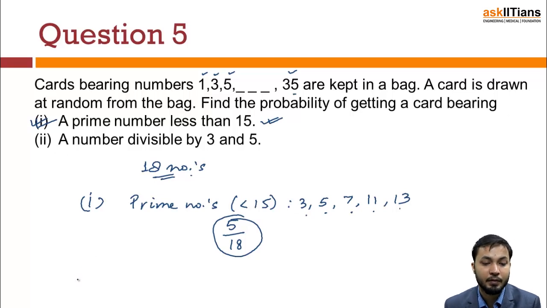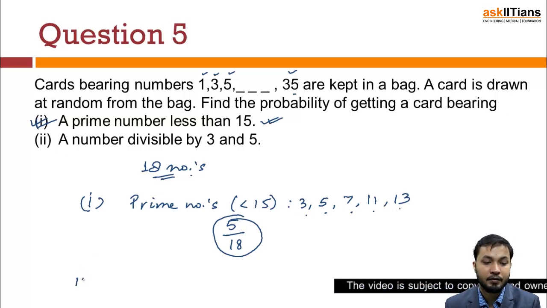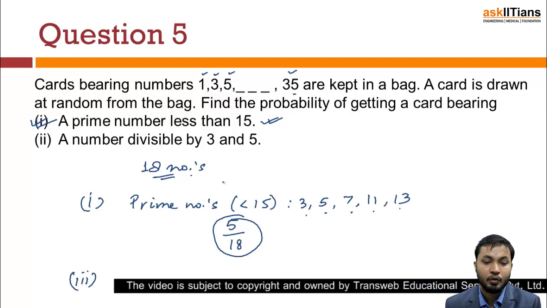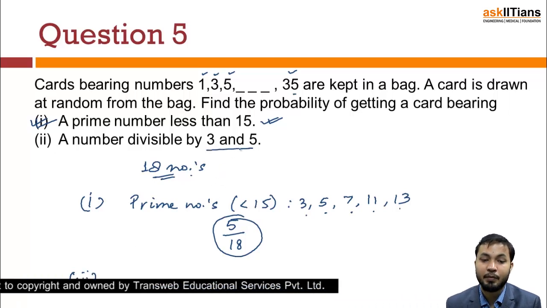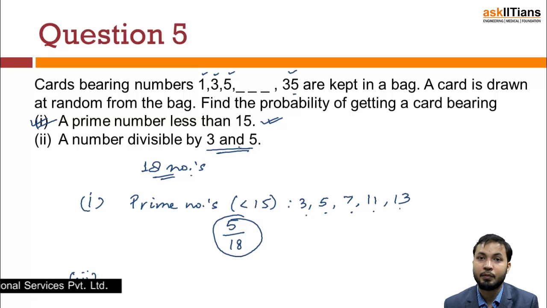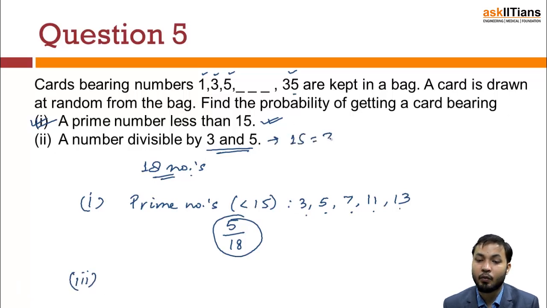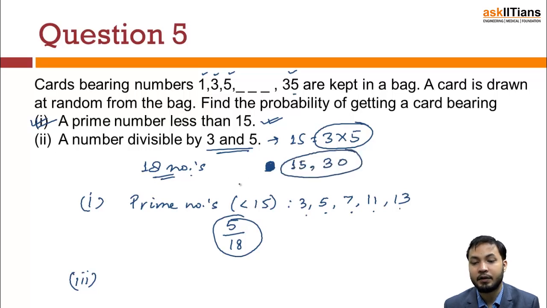Now the number divisible by 3 and 5. It has to be divisible by both 3 as well as 5. It cannot be either 3 or 5. So basically it has to be divisible by 15, because it will be a multiple of both 3 and 5. Of all the numbers you see over here, if you write them down, you will find there are only 2 numbers divisible by that: one is 15 and the other is 30.